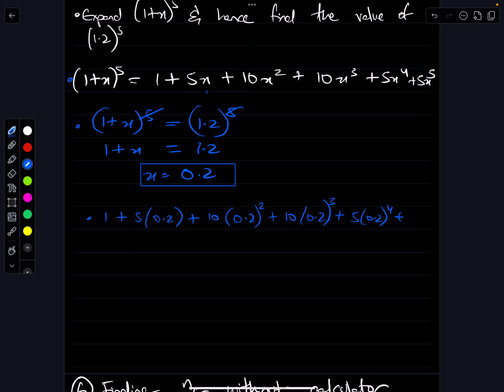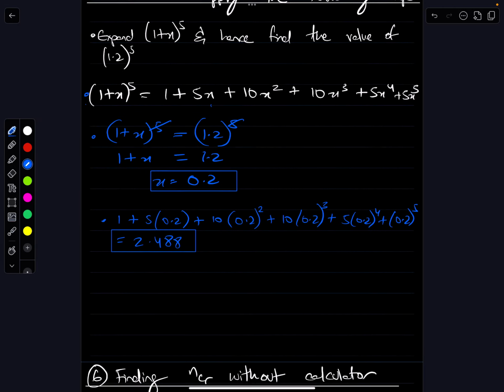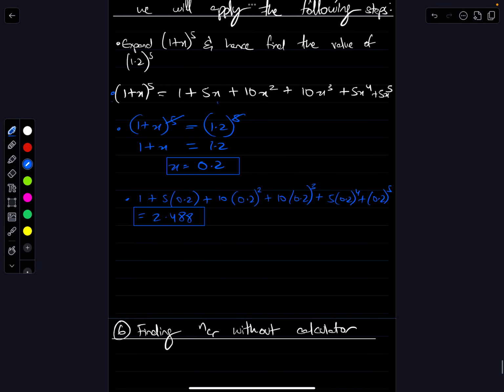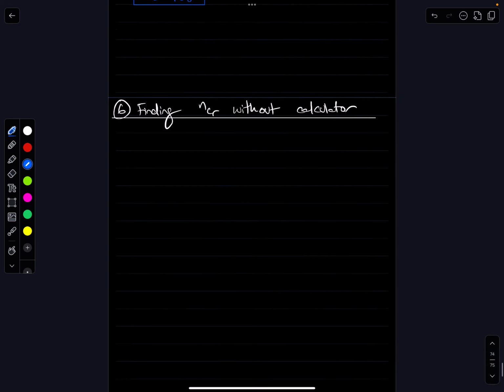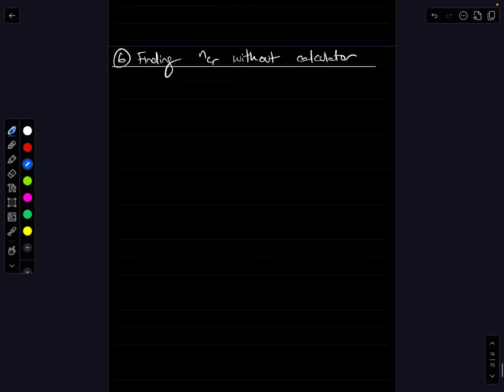And we have 0.5, 0.2 to the power 5. Solve this, simplify this, and you will end up getting 2.488. So we found 1.2 to the power 5. Leave this as your answer in three significant figures or whatever it is.